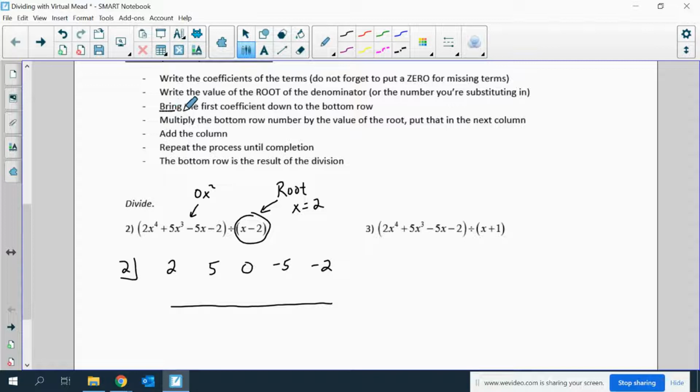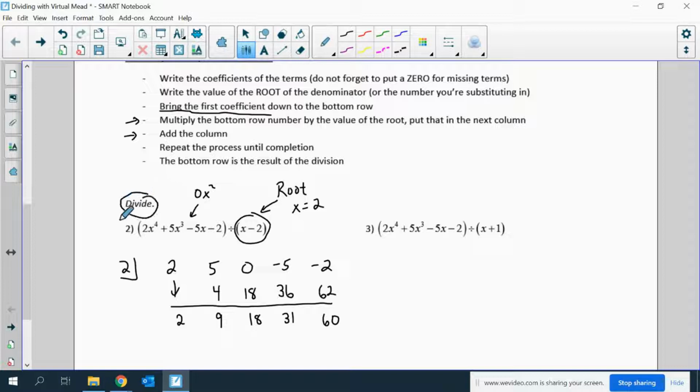I bring the first coefficient down to the bottom row, and then I multiply, then add. So multiply 2 times 2 and add. Multiply 2 times 9 and add. So 0 plus 18 is 18. 2 times 18 is 36, and add to get 31. 2 times 31 is 62, and I get 60.